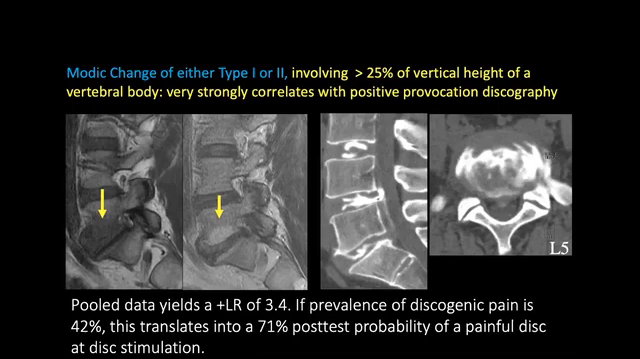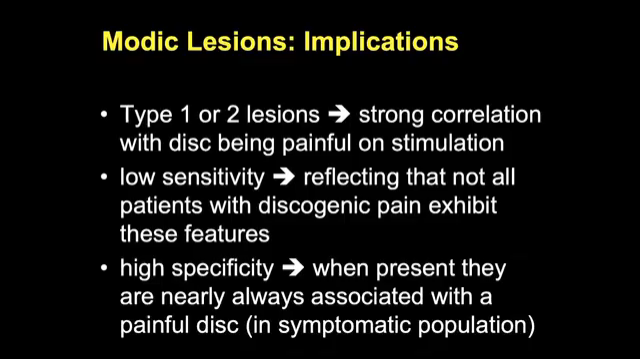So the higher the positive likelihood ratio, the more likely it is the patient with a positive test has the disease. In this case, we're talking about discogenic pain. Likelihood ratios greater than 2 are considered useful, particularly if the confidence interval doesn't cross 1. And so, again, both the modic type 1 and type 2 and the HIZ or annular fissure have a decent likelihood ratio. So as mentioned, there's a strong correlation with the disc being painful on stimulation.